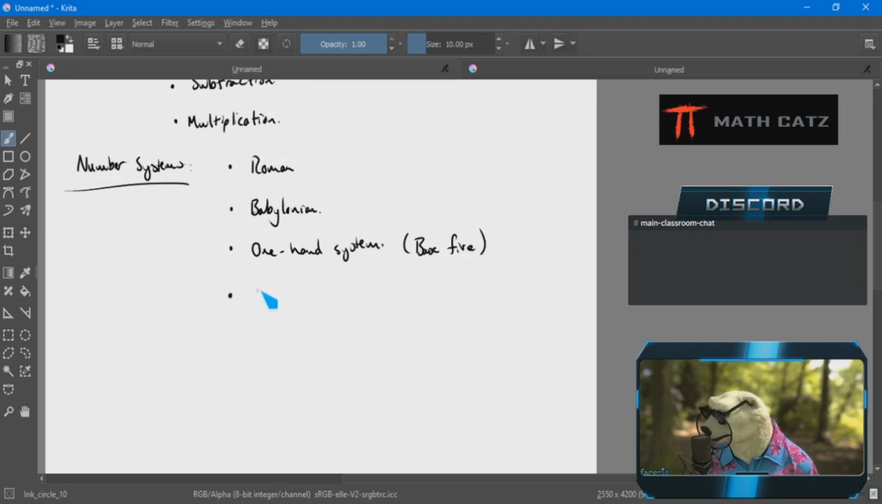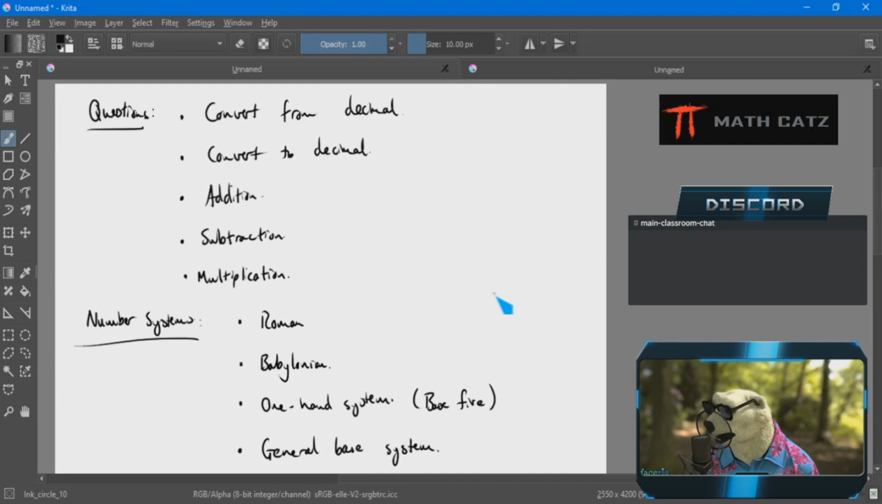So let's say here general base system. Doesn't have to be 5. 10 would be our decimal system, but it can be anything. And then the questions are the same. Convert to and from, do the arithmetic, and we will be done with part 2.